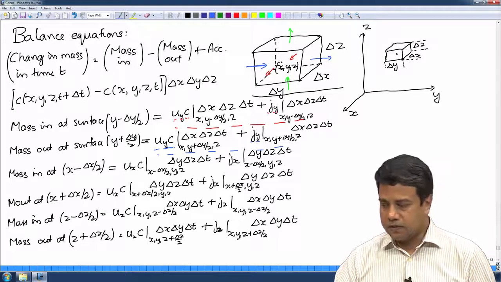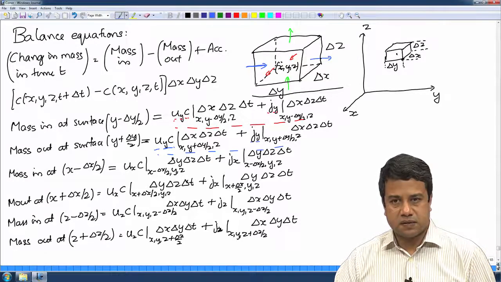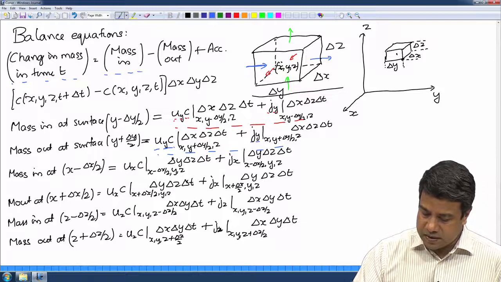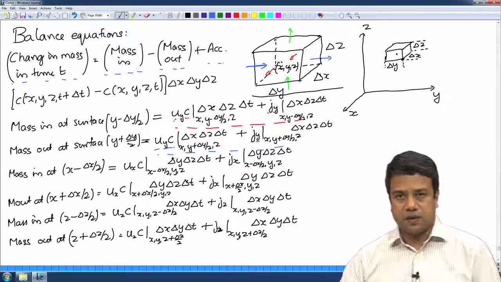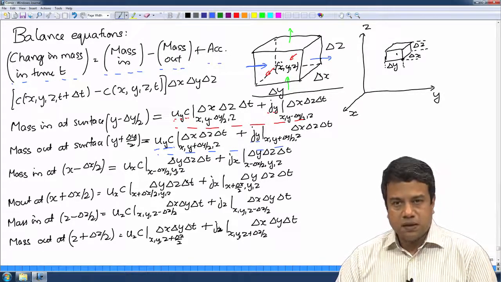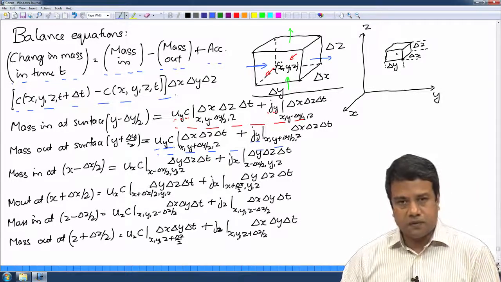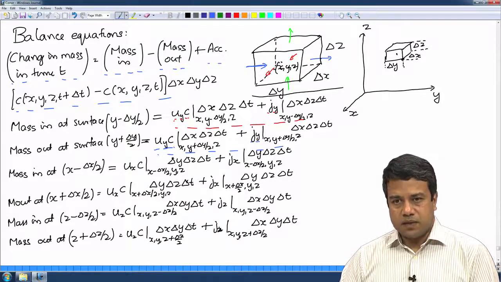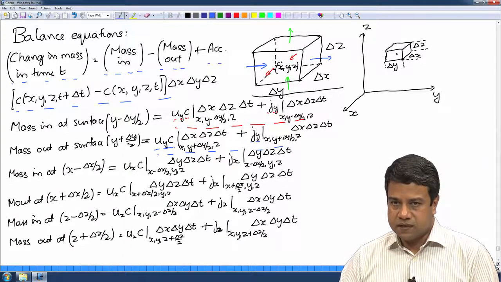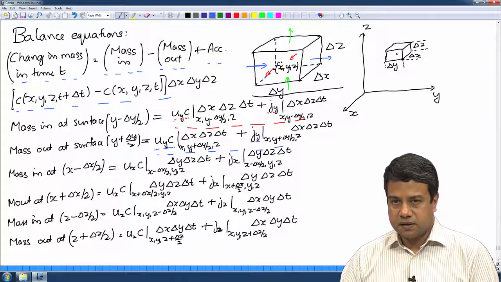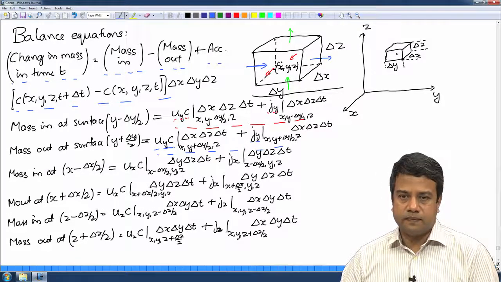We took a cuboidal volume of volume delta x, delta y, delta z in the three directions, and wrote a balance which basically stated that change in mass is equal to mass in minus mass out plus any accumulation. Okay. The change in mass in time delta t was just equal to the change in concentration times the volume itself. Now, the mass in and the mass out of the surfaces of this differential volume, there are 6 surfaces, the left and the right, the front and the rear, and the top and the bottom.